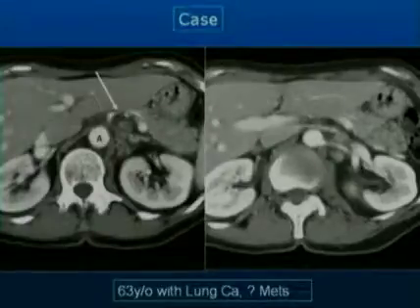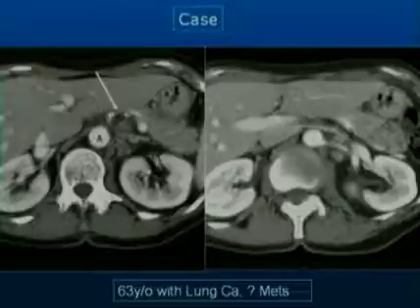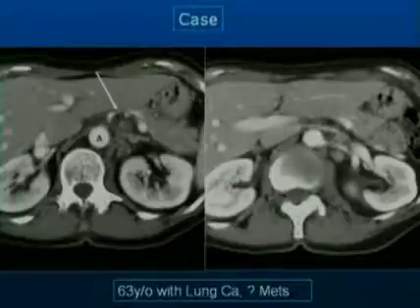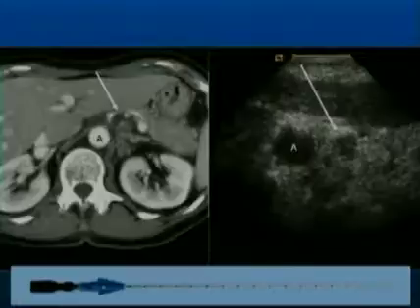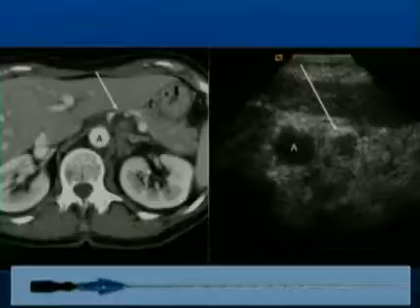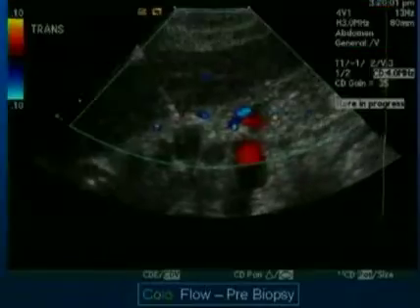Another case, very similar, 63-year-old with lung cancer, question METs. Very small lesions or nodes around the periportal region. These nodes are again less than 1 centimeter. Again, in this case, I see this with ultrasound. I'm going to do a coaxial technique. I am not afraid to go through the liver, especially when I do color flow and I see no large vessels in my needle path.